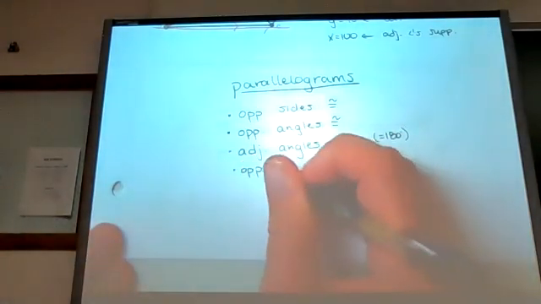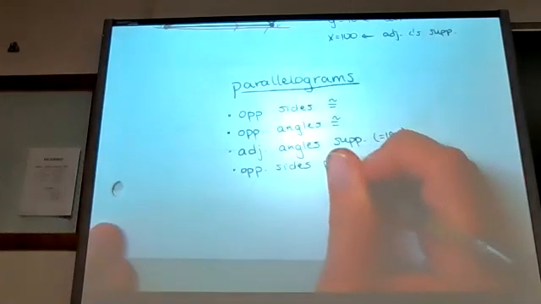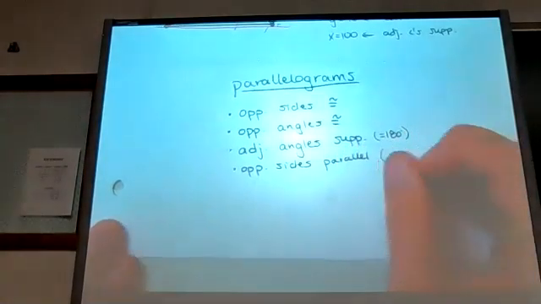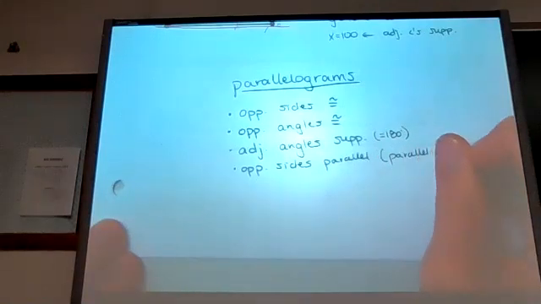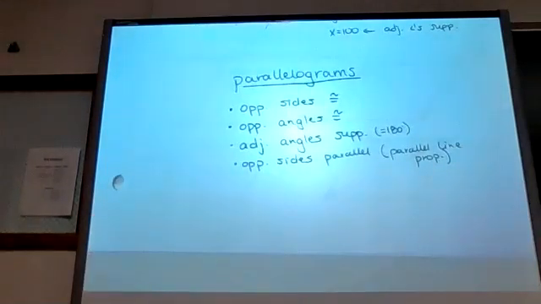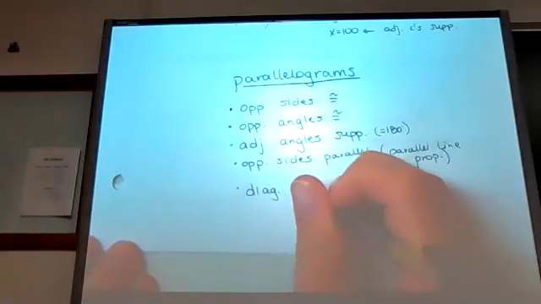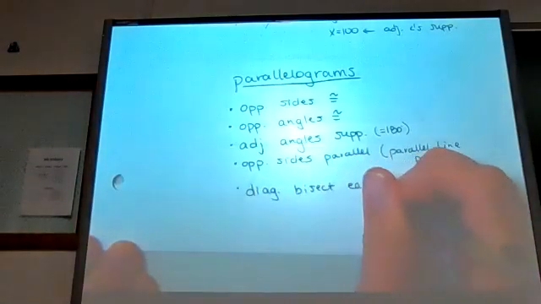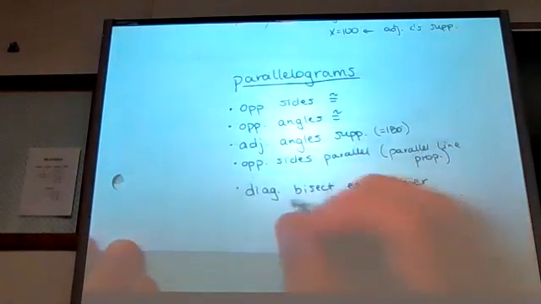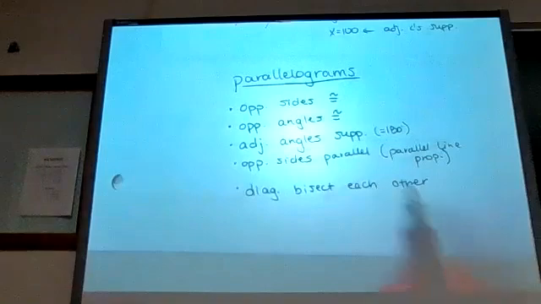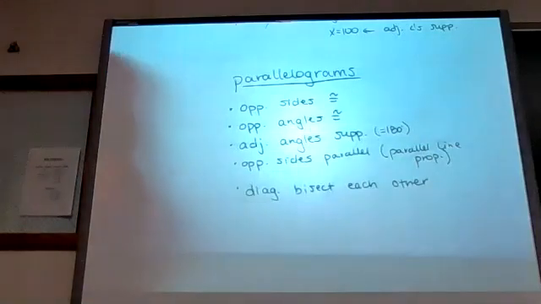We know that opposite sides are parallel, which means we can use parallel line properties, like alternate interior angles and so on. And the last thing we learned was that the diagonals bisect each other, that the diagonals cut each other in half. So these are the properties we've added today that we'll continue to use tomorrow.